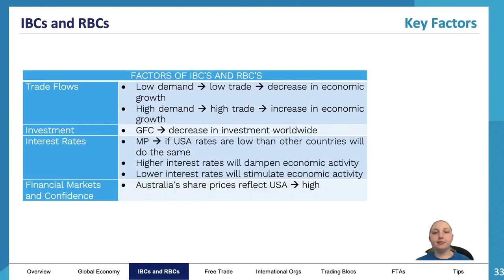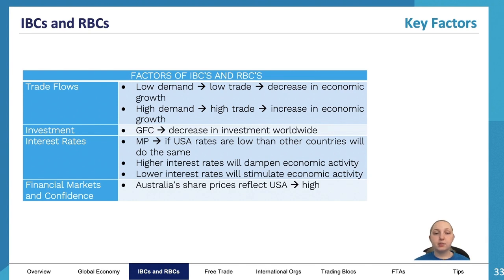So some key factors to consider with changing international business cycles and regional business cycles. First of all, changes in trade flows. Low demand means low trade, which decreases economic growth, and on the converse, high demand, high trade, high economic growth. So that's one of the big factors that changes the level of activity in the international or regional business cycles.